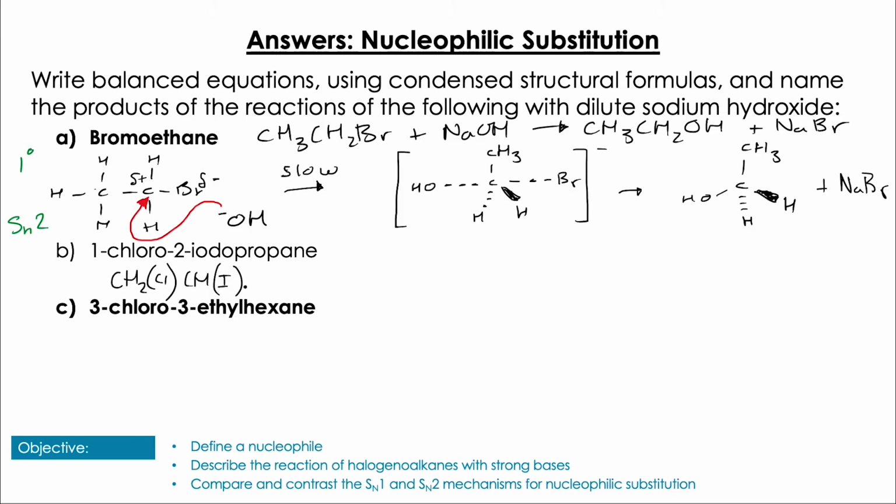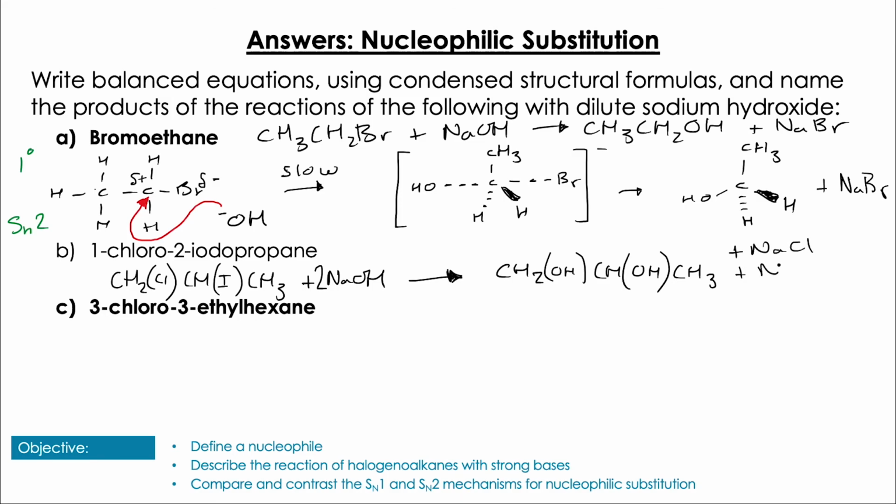Now with the second one, we're only going to write the equation for it because it could take either reaction, but there are 2 sites on this one which would be replaced with the OH group. So very simple, all we do is basically take the same molecule and just replace it with the OH in the brackets where the halogens were, and here we're going to form 2 different salts because we have 2 different leaving groups, the Cl and the I.